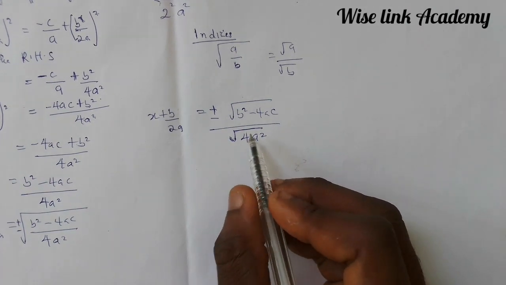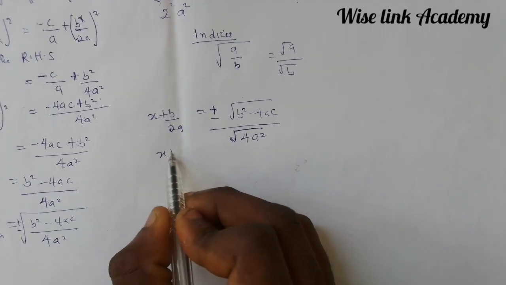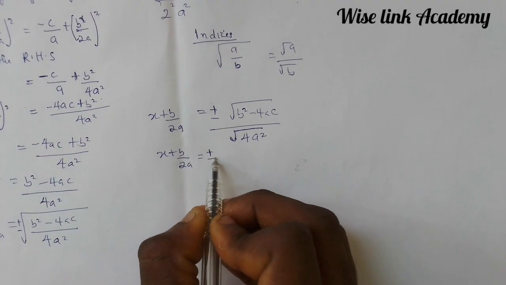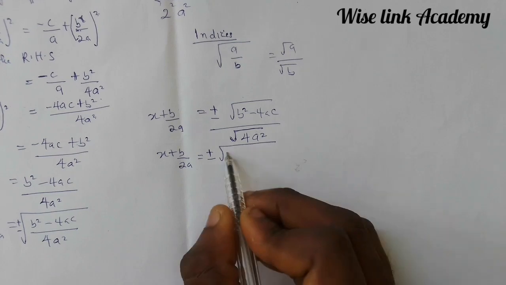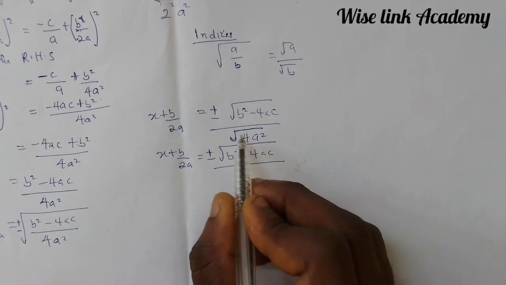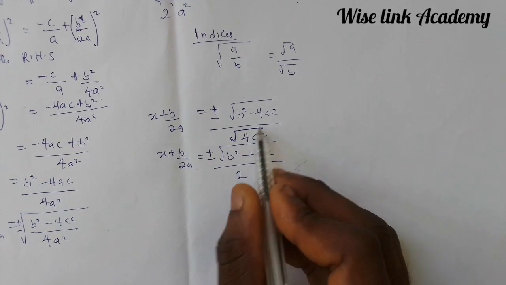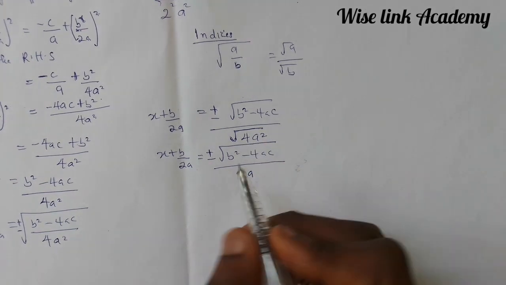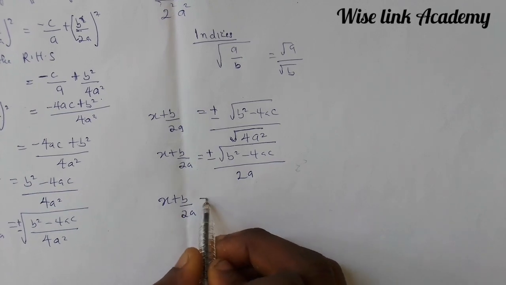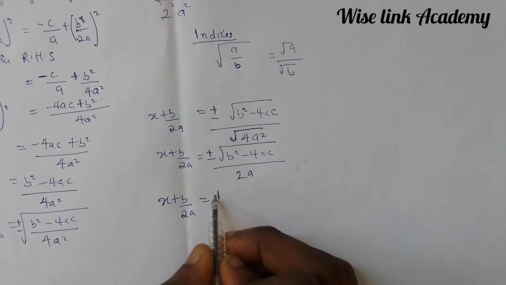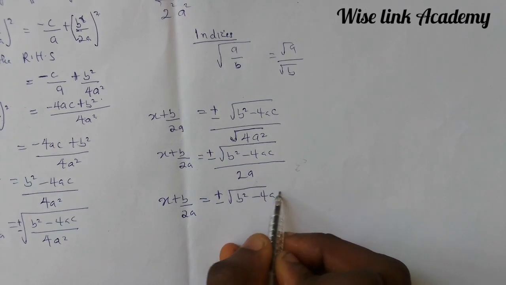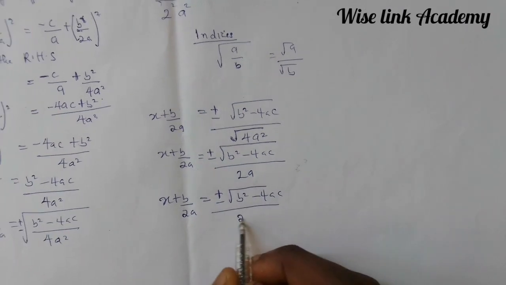So in this case, x plus b over 2a equals plus or minus root b squared minus 4ac over what? Root 4 is 2, and the square cancels the square, so we are having a. Therefore we are left with x plus b over 2a equals plus or minus the square root of b squared minus 4ac over 2a.